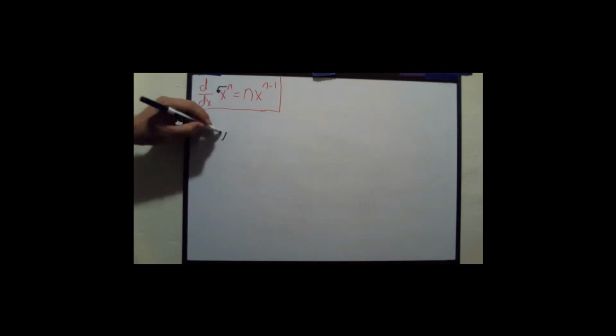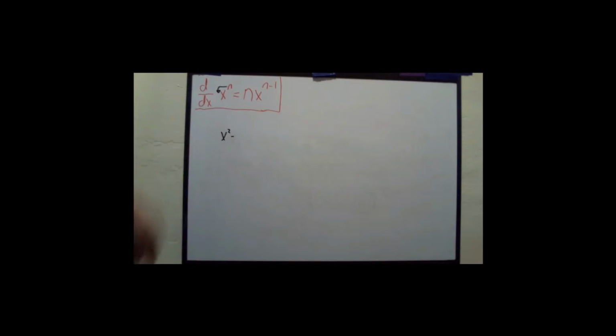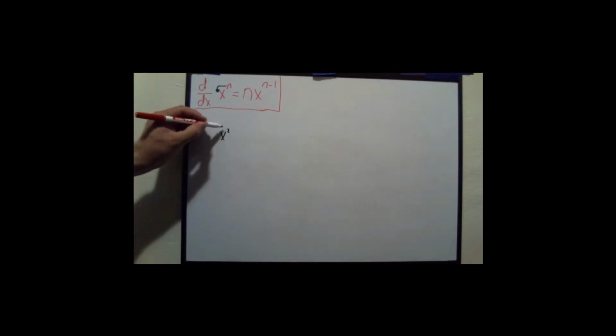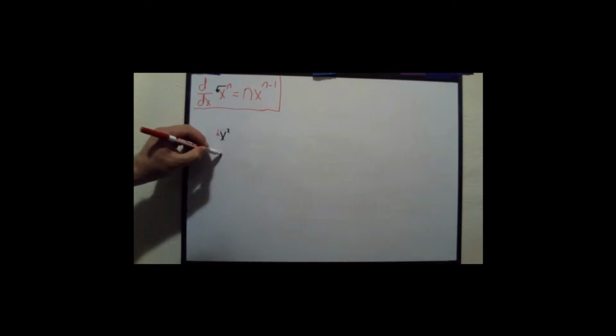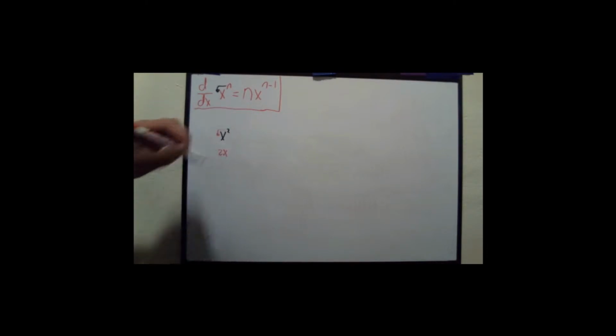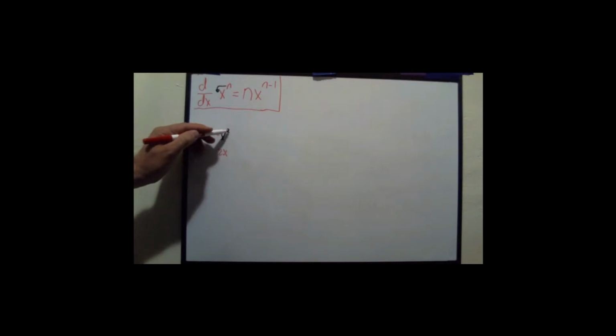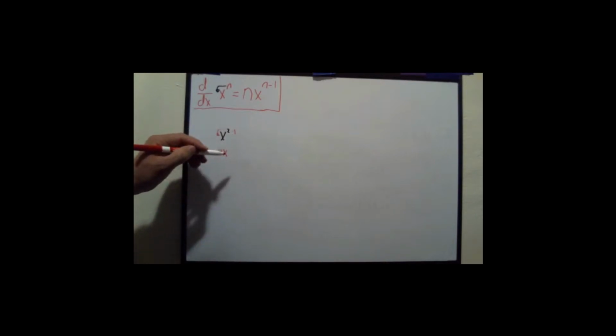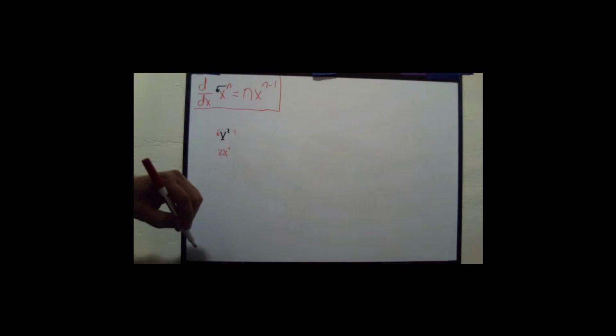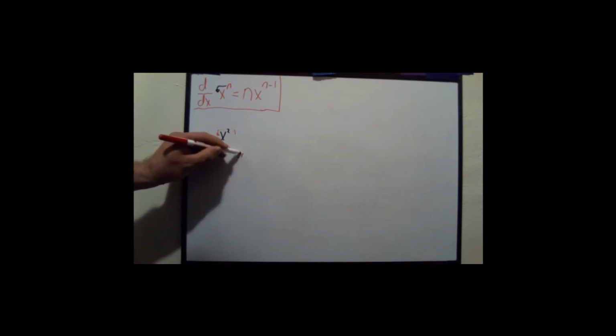So x squared. Actually, I'll just take the derivative of x squared. That's a good place to start. What I am going to want to do is take this 2 and move it in front of the x. I'm going to get 2x. And then I take the power and subtract 1. 2x to the first power equals 2x. And that is the derivative of x squared.